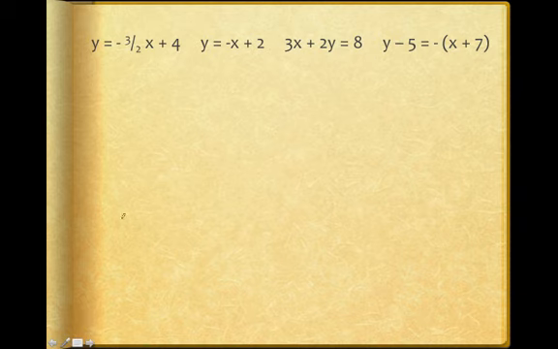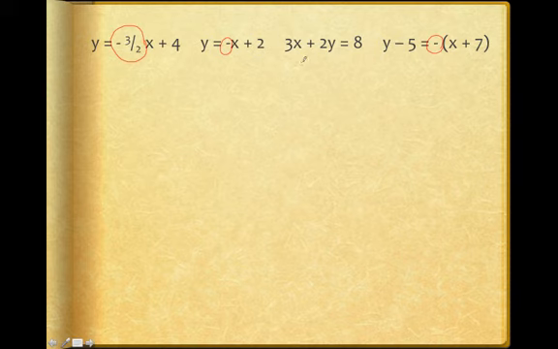So I've got another set of equations. I need to determine which of these are parallel. Well, here I've got a slope of -3/2. Here I've got a slope of -1. Remember, if there's no coefficient to my x, that's a 1, so it's -1. Here, this is going to take a little bit more time. We're going to come back to this one in a second. And again, here, remember, this is my point slope form, and my slope here is also -1.